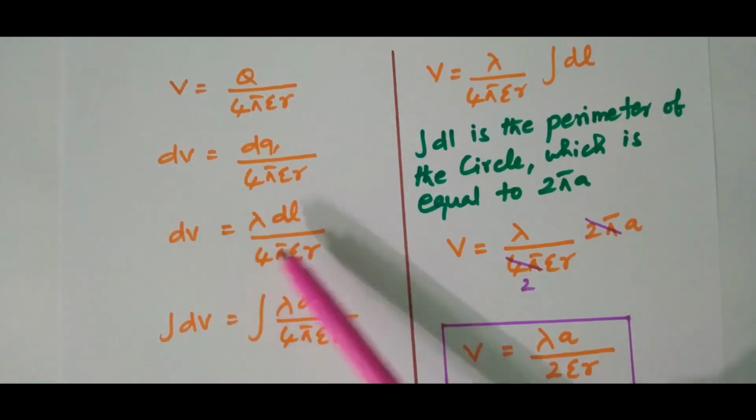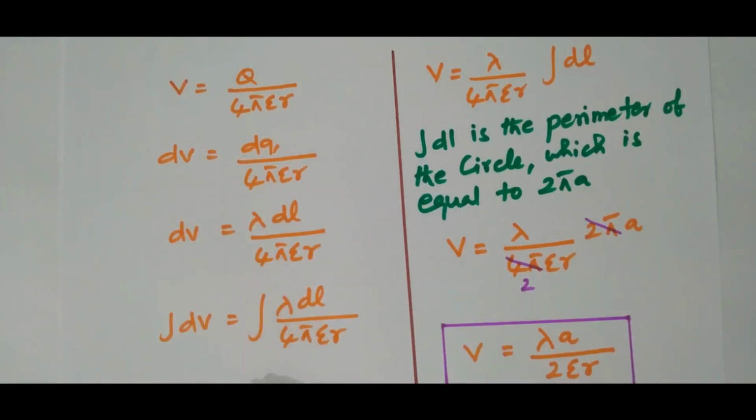By integrating on both sides, we will get the total potential. So integral dV equal to integral lambda into dl divided by 4 pi epsilon r. So we will see this side.